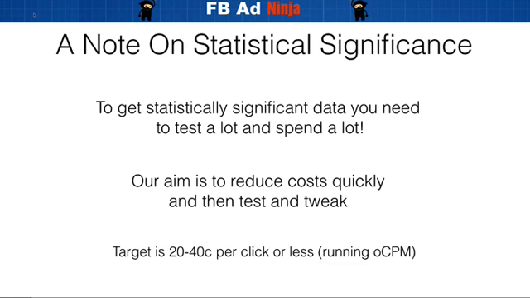And our target is 20 to 40 cents per click or less. Sometimes you'll find you can get below 20 cents. Other times 20 to 40 cents per click is about as good as you can get. I always run OCPM. I'm not worried about running cost per click. OCPM has always worked better for me whenever I've tested it.